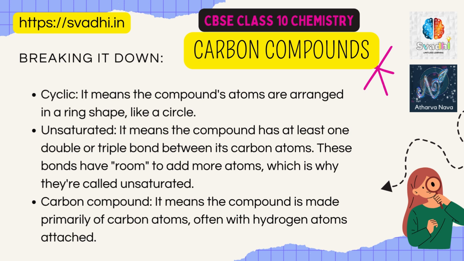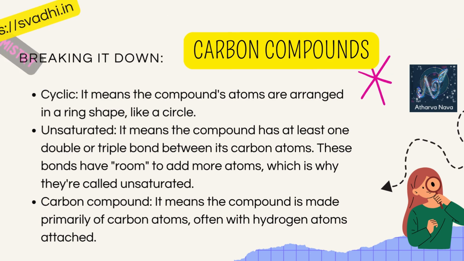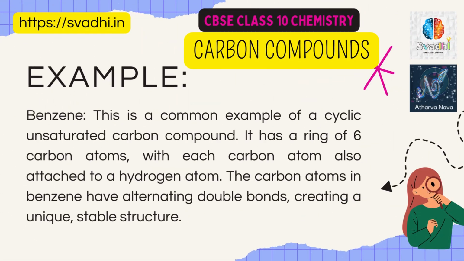Carbon compound. It means the compound is made primarily of carbon atoms, often with hydrogen atoms attached. Example. Benzene. This is a common example of a cyclic unsaturated carbon compound. It has a ring of 6 carbon atoms, with each carbon atom also attached to a hydrogen atom. The carbon atoms in benzene have alternating double bonds, creating a unique, stable structure.